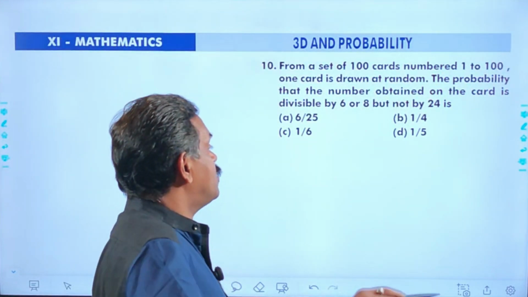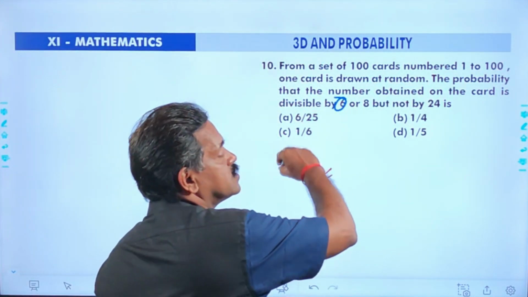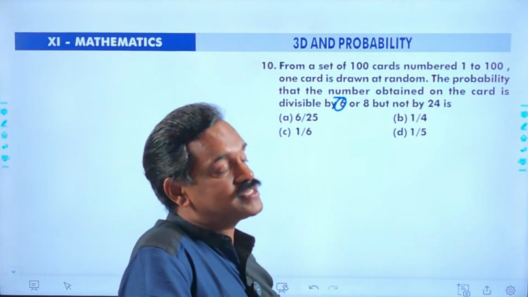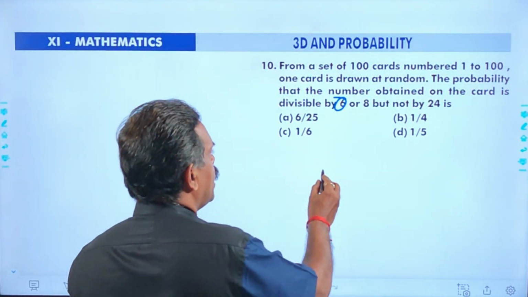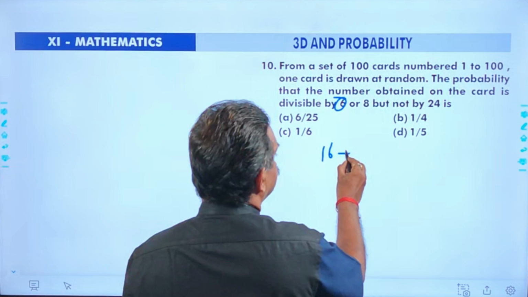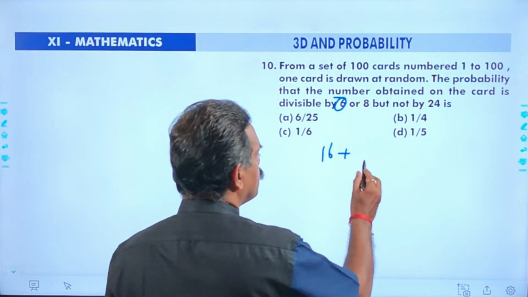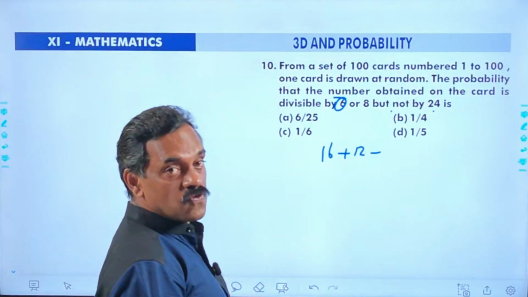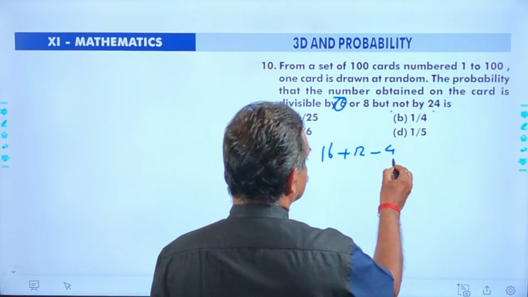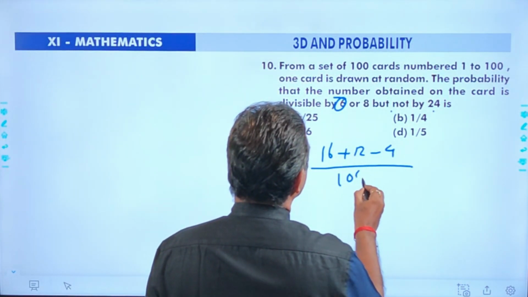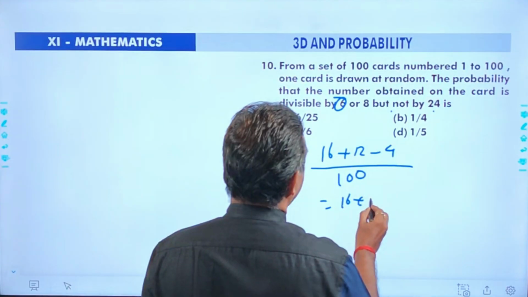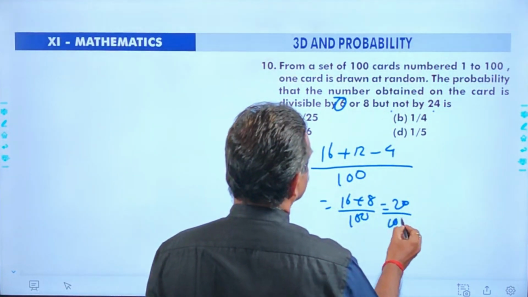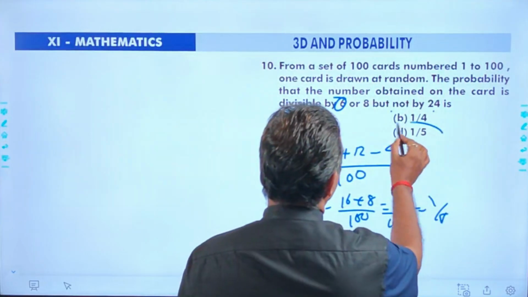So let us see how many numbers are there that are divisible by 6. It will be 16 numbers. And how many numbers are divisible by 8? 12 numbers will be there. Then how many numbers are divisible by 24? That should be subtracted. So it will be 16 plus 8 by 100, which is equal to 20 by 100, which is equal to 1 by 5, given by choice D.